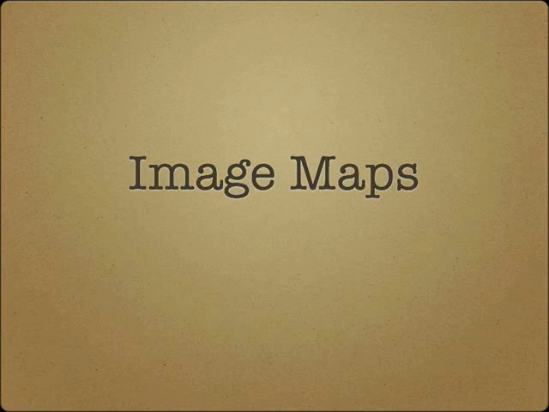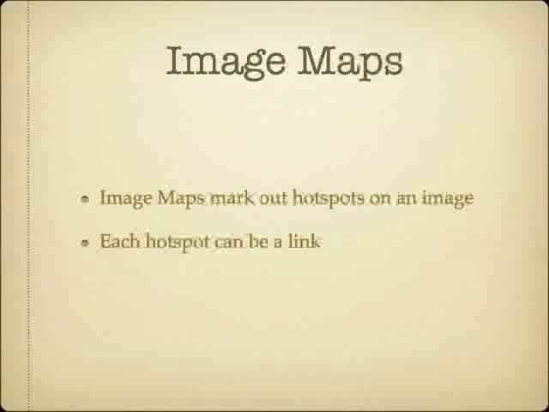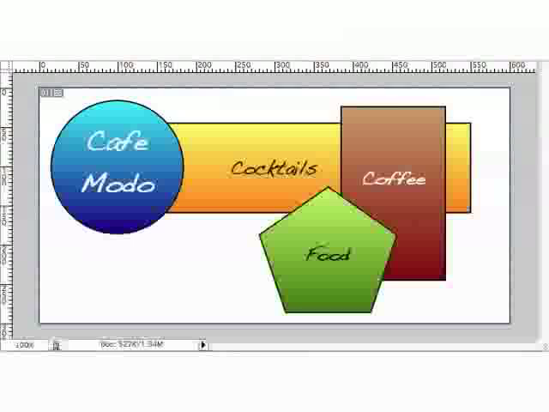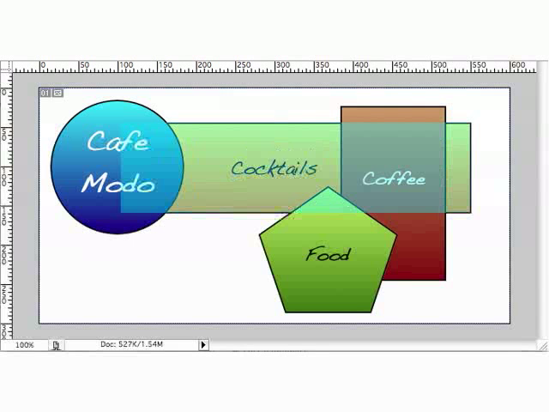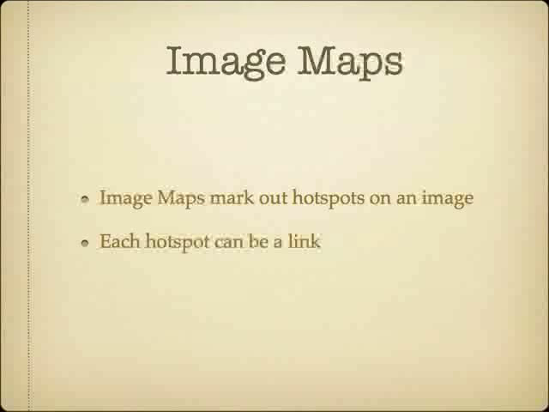In this class, we're going to look at image maps. Image maps allow portions of an image on a web page to be marked out as hotspots. And then those hotspots can in turn become links to other web pages. So instead of having just hypertext links on your pages, where you click on some text and go to a new page, you could click on a part of an image and go to a new page.